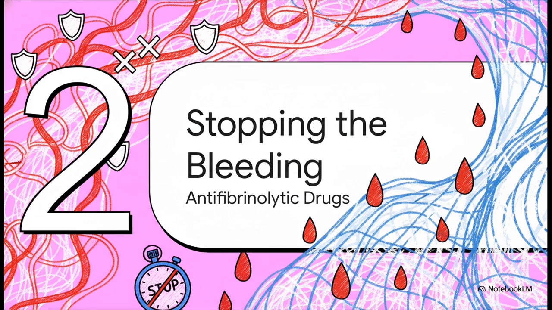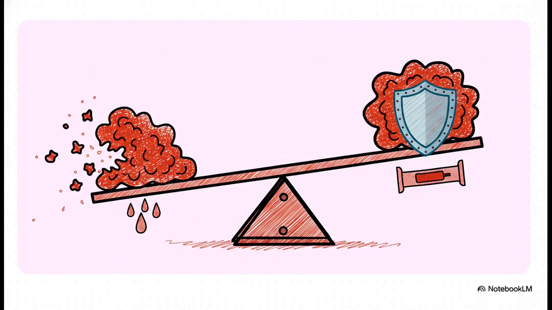You need a way to stop it. And that brings us to our next class of agents. And here, my friends, is one of the classic balancing acts in all of medicine. On one hand, you have fibrinolysis. You're breaking down clots, but the risk is bleeding. On the other hand, you have antifibrinolysis. You're trying to preserve clots to stop bleeding, but the risk is, well, more clots. Walking this tightrope, finding that perfect balance for your patient, that's the real art of being a doctor.